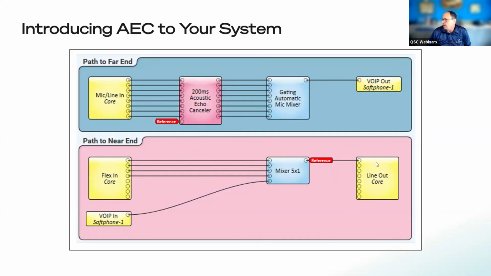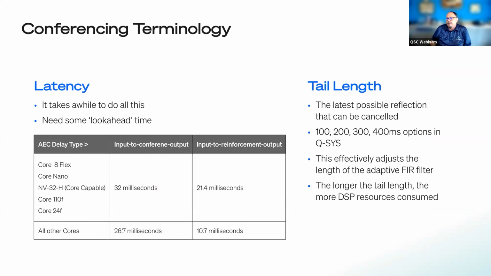And then right before we go out to our amplifier to go out to our loudspeakers, we pull our reference. Now, typically there would be volume controls in here, things like that. So the thing to remember with the reference is you want it to track the room volume that's going up and down, and we'll talk a little bit more about that in the coming slides. But let's just focus on some of the conferencing terminology.